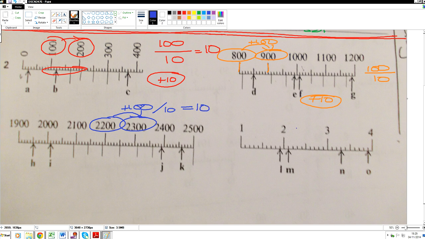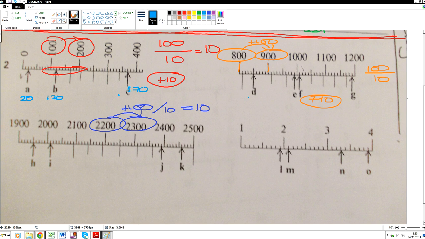Okay, right, let's put some answers in now. Very good. So 0, 10, and A will be 20 because we're counting tens. 100, 110, B is 120. I'm just going to do the big ones, big lines. C will be 300 and 320.